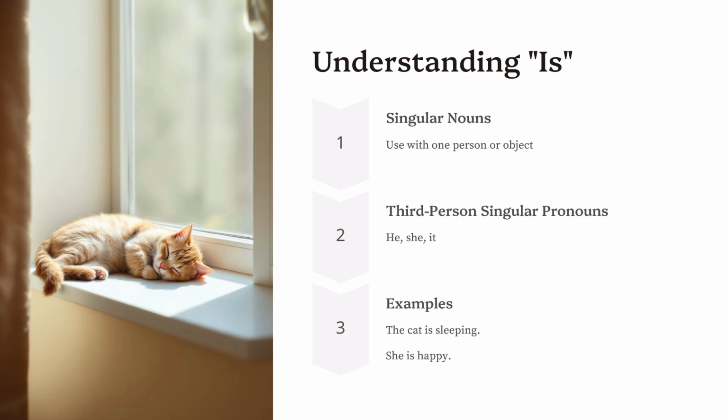So here's a good way to keep it simple and clear in your mind. Ask yourself this question when deciding whether to use is: are we talking about one thing or one person in the third person? If the answer is yes, is is the word you'll want to reach for. To make this point stick, remember our examples. When it comes to singular nouns, we say, the cat is sleeping. When it comes to singular pronouns like she, we say, she is happy. That's all of it. One subject, one is.